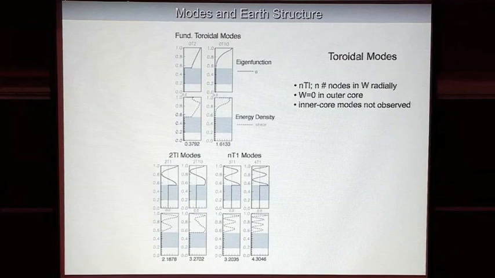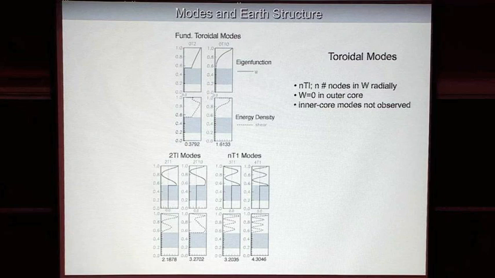In principle, you see here by the energy density that the fundamental toroidal modes are only sensitive to mantle structure here, mantle shear. And actually, even the overtones only see mantle shear, shear velocity. There are some modes that are sensitive to inner core shear, but then again, there is no connection to the surface, so we can't really observe these.